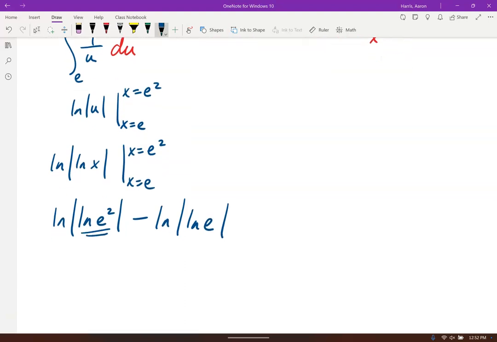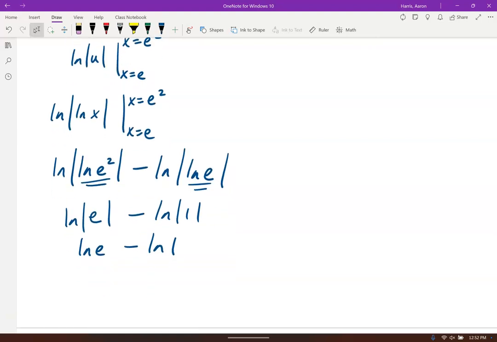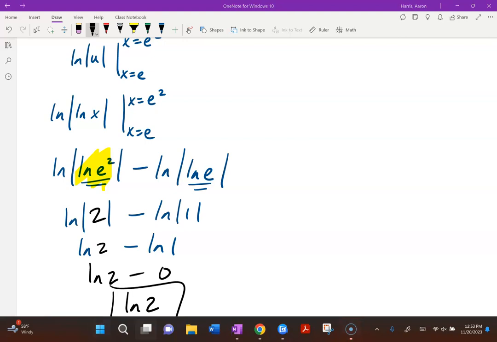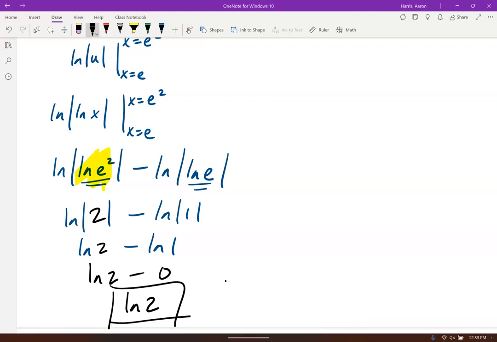Well, the ln of e squared is just 2. They're inverses, they undo each other. I don't really need the absolute value anymore because I have the natural log of e squared, which, of course, is positive. Minus the natural log, and here I've got an ln of e, which is just a 1. Again, I don't need the absolute value. Natural log of e to the 2 is 2. So I get the ln of 2 minus the natural log of 1, which is 0. So I get the natural log of 2 for our solution on that.